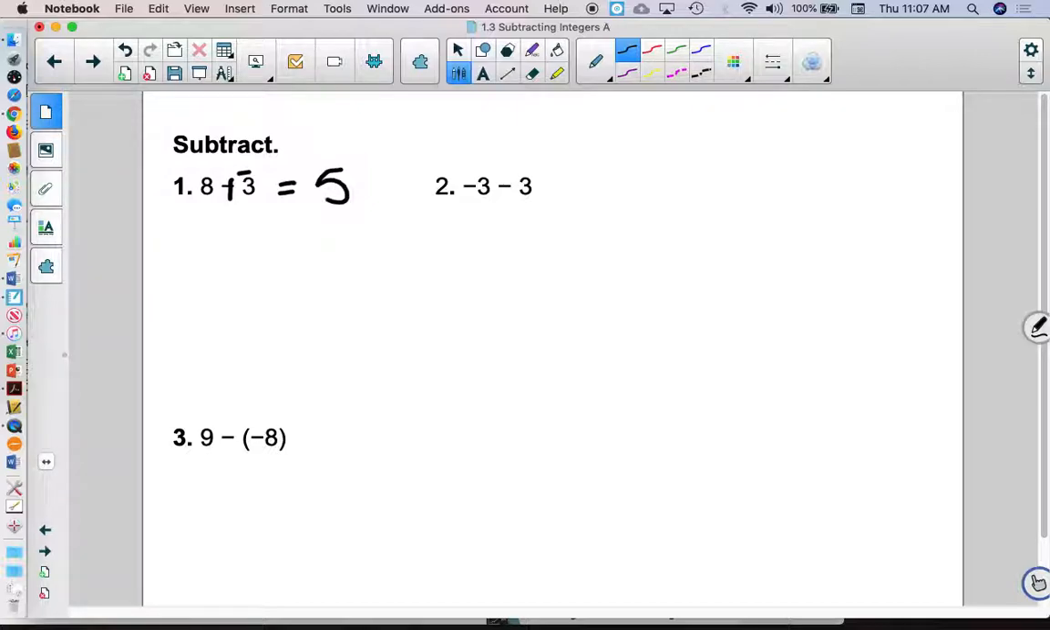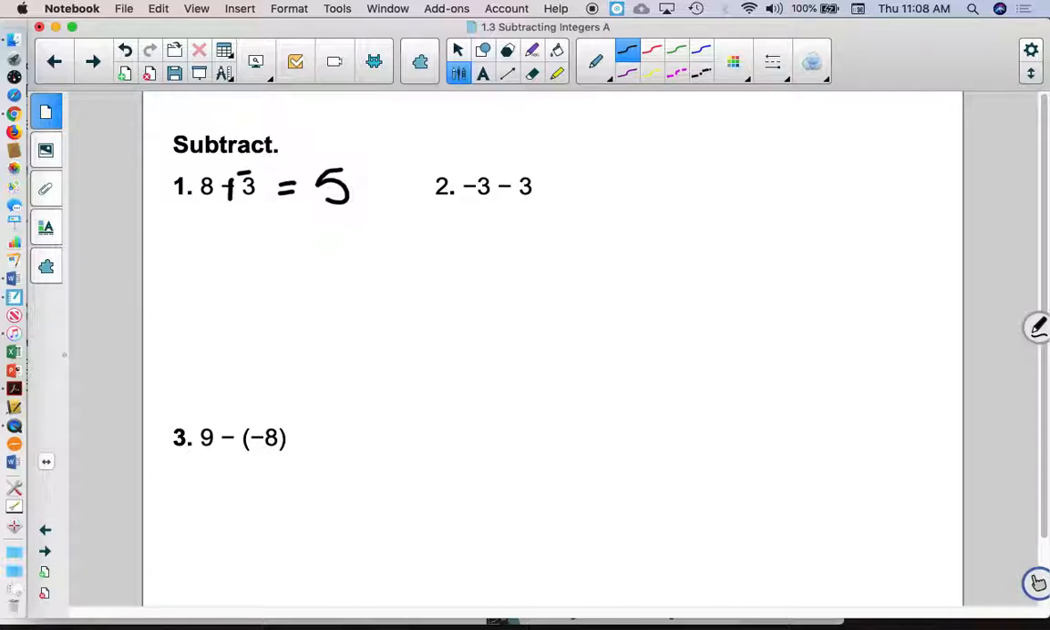Is 8 minus 3 5? Yes. Is the absolute value of 8 or the absolute value of a negative 3 the greater one? Because that's what we were doing. Which one's greater? 8. So we keep the positive sign. What's 8 minus 3? 5.